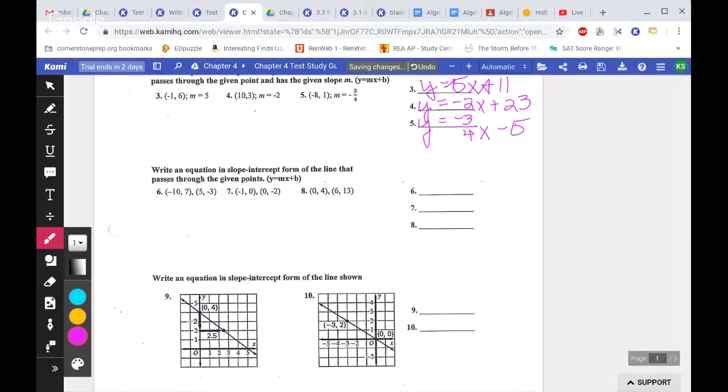You would do the y2 minus y1 over x2 minus x1. So you would do -3 minus 7 over 5 minus -10. And then that equals -10 over 15, which reduces to -2 over 3.